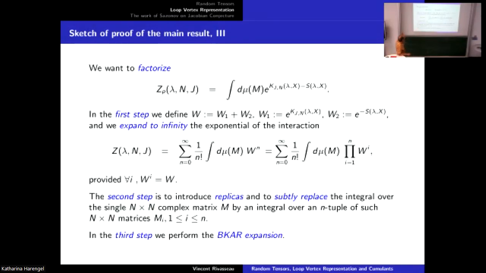I will sketch the proof of our main result. In the first step, we define W equals W1 plus W2, and we expand to infinity the exponential of the interaction, provided Wi equals W.